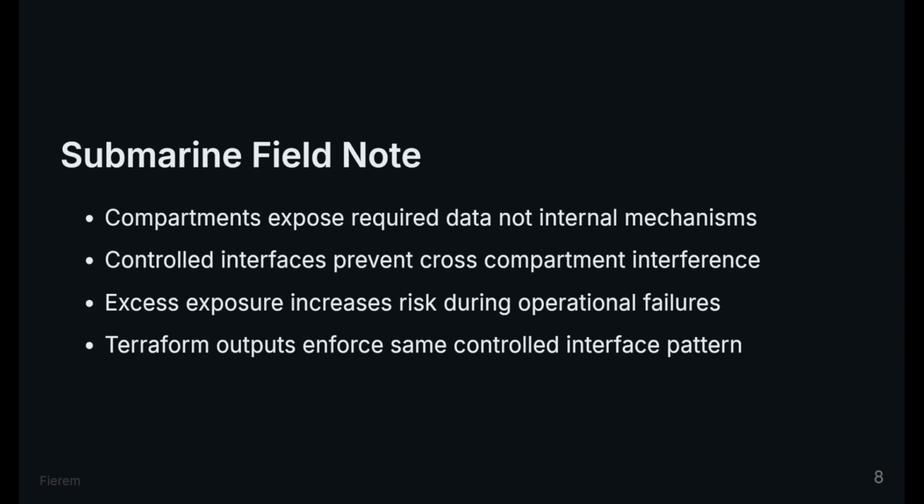In a submarine, one compartment reports the information another compartment needs, but it does not expose every valve, wire, and control path inside that compartment. That separation limits confusion during casualties because operators act on trusted interface data, not internal assumptions. Terraform modules work the same way. If you expose too much, downstream code starts steering against internal details it should never control. That increases blast radius during refactors because one internal rename can break multiple callers that were never supposed to know those internals.